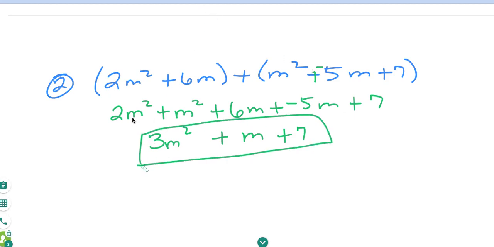Notice that when I was adding these two terms, my exponents do not change. And the only reason that I can add them is because the variable and the exponent match identically. So then I just do the math operation with the coefficient. So it's 2 plus 1 gives me 3. 6 plus negative 5 gives me 1. And then I don't have anything else, and I'm adding to 7, so plus 7.